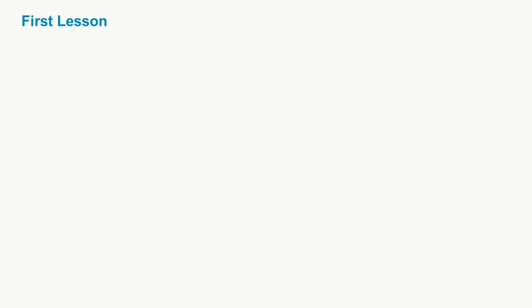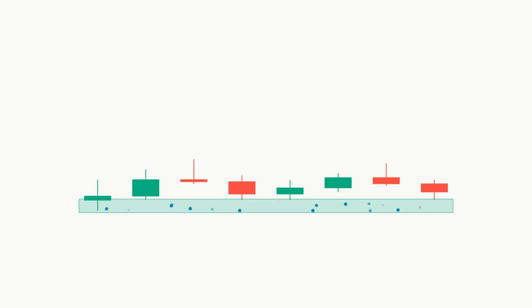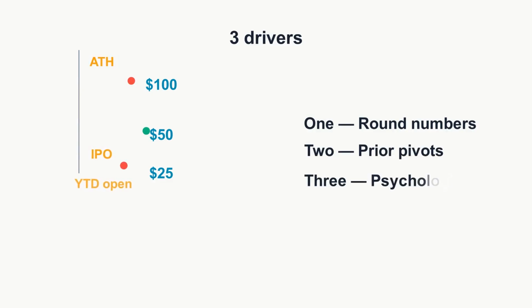First lesson. A support or resistance level is never a single price. It's always a zone. Orders don't stack at one exact tick. Buyers and sellers cluster across a small range of prices. Three things attract those orders. 1. Round numbers, 150, 25, traders think in them. 2. Prior swing highs and lows, traders remember them. 3. Psychological levels, all-time highs, IPO prices, yearly opens, they carry meaning.